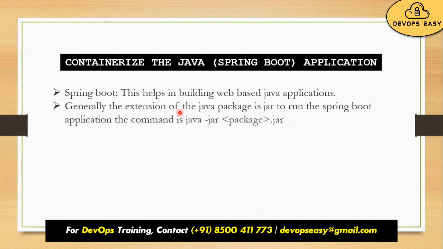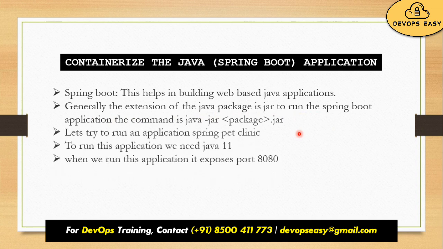In order to run this Spring Boot application, the command is java -jar your-application.jar file. I will explain all these terms, don't worry. Generally the extension of a Java package is jar. To run the Spring Boot application the command is java -jar package.jar.